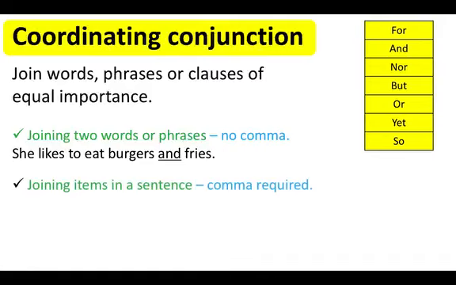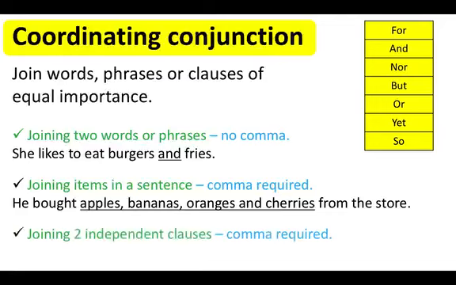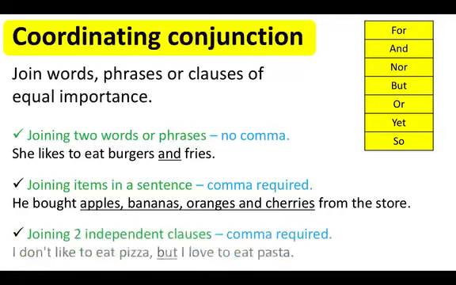When joining items in a sentence, a comma is required. For example, he bought apples, bananas, oranges, and cherries from the store. When joining 2 independent clauses, a comma is required. For example, I don't like to eat pizza, but I like to eat pasta.